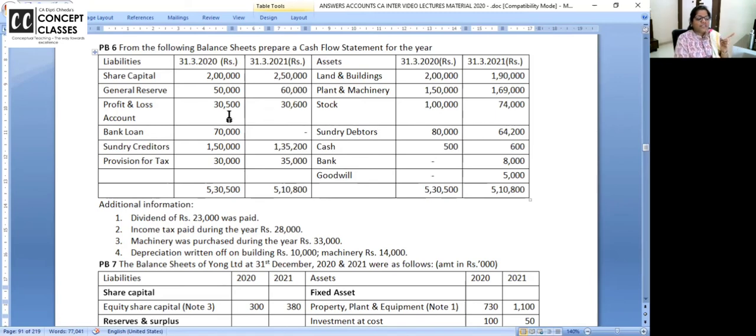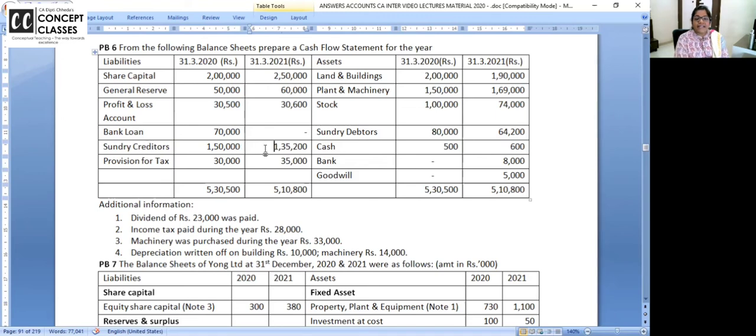And profit was 35,500, now it is 3,600. 100 rupees increase in the profit. What could I take it as? Net profit. Bank loan was 70, now it is not there. Means what? Bank loan is repaid, money has gone out. Which activity? Financing activity. I hope I am discussing and you all are also trying to interpret.